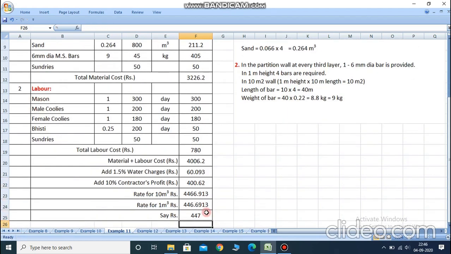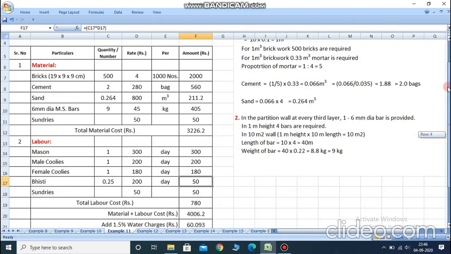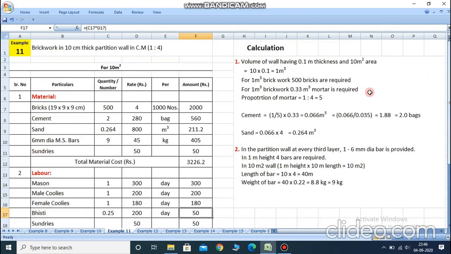Now the summation of all these values, material cost, labor cost, water charges, and contractor profit, we got the 10 meter cube rate as 4466.913 rupees. So the per meter cube rate is 446.69 rupees. As a rounded up figure, 447 rupees is the total rate per meter square of brickwork in a 10 centimeter thick partition wall with cement mortar 1:4.